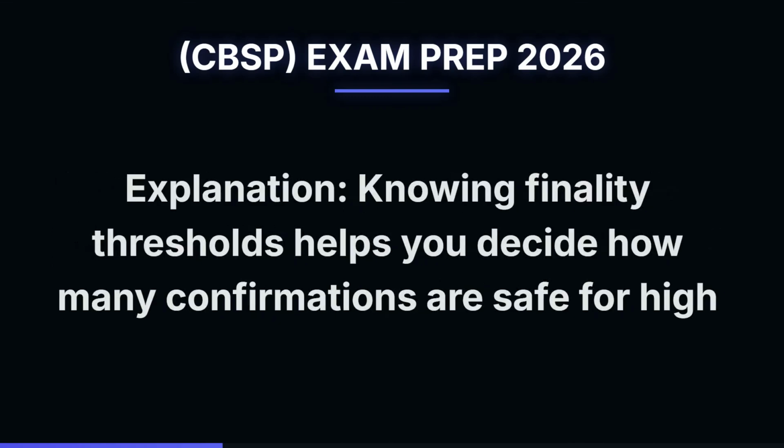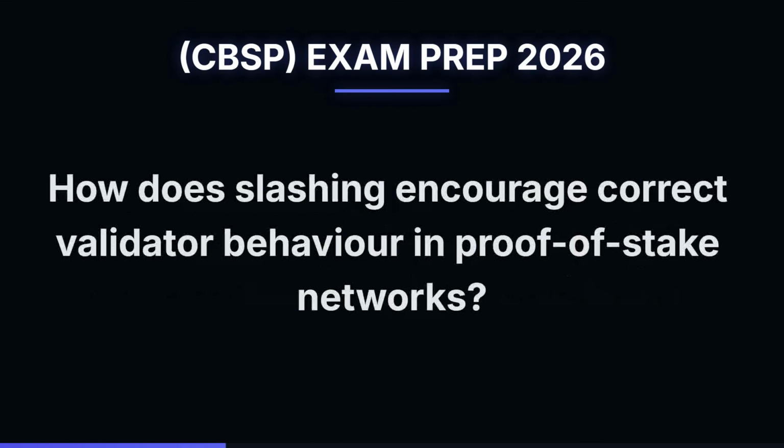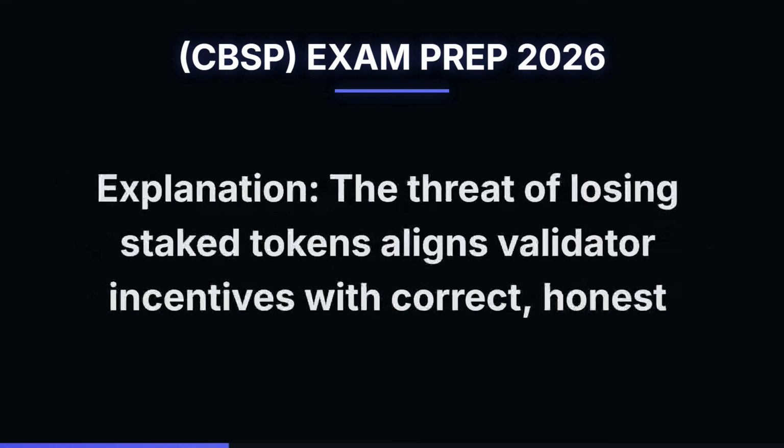Knowing finality thresholds helps you decide how many confirmations are safe for high-value transfers. 8. How does slashing encourage correct validator behavior in proof-of-stake networks? Slashing removes stake from misbehaving validators, creating financial risk for breaking consensus rules. The threat of losing staked tokens aligns validator incentives with correct, honest operation.